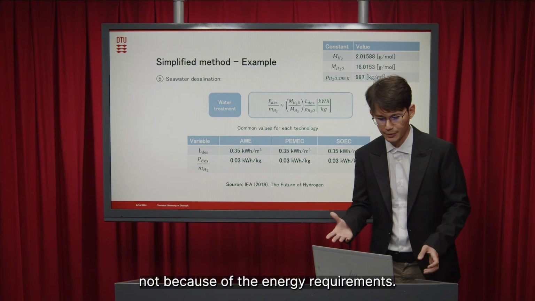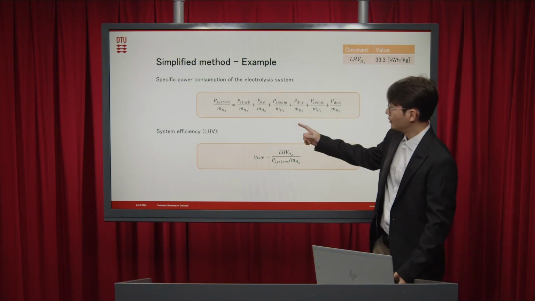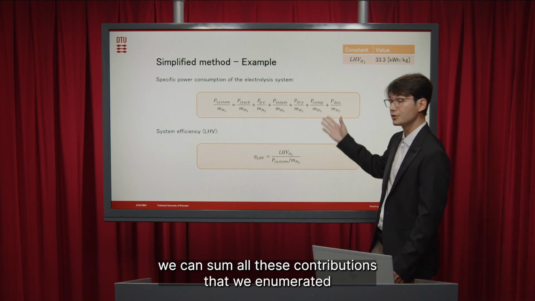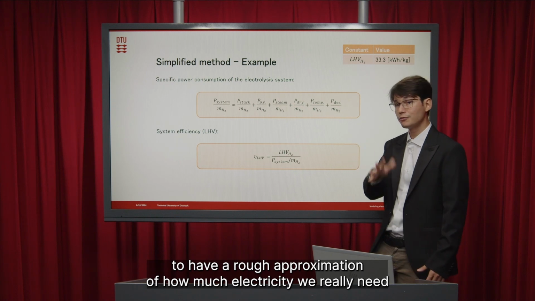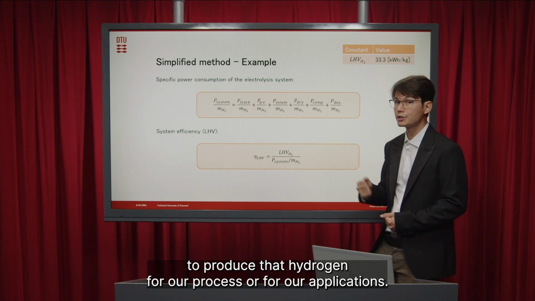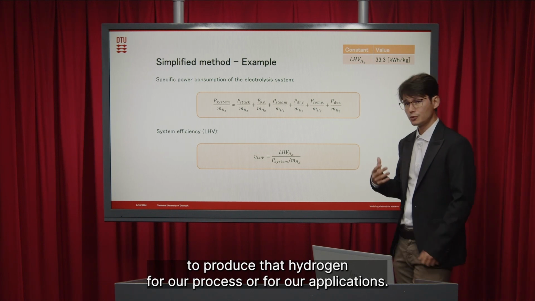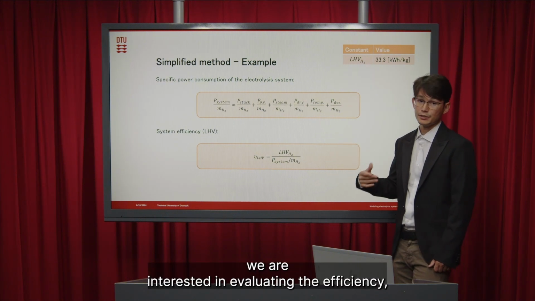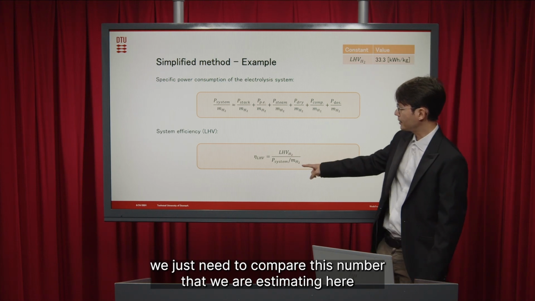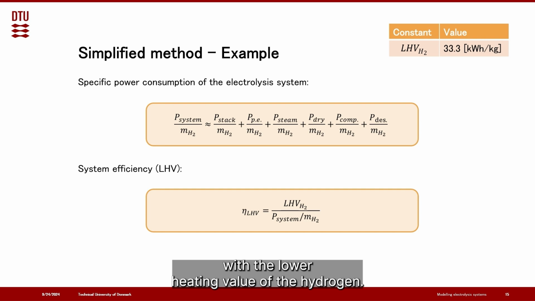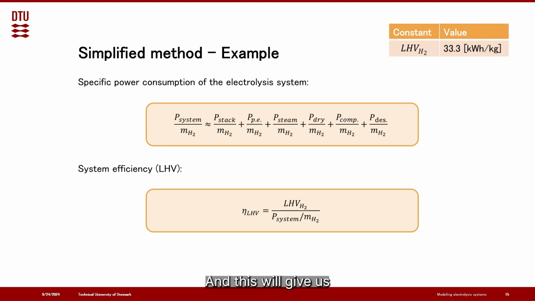but this is because of the cost or the availability of the water, not because of the energy requirements. Right. In order to estimate our system consumption, we can sum all these contributions that we enumerated to have a rough approximation of how much electricity we really need to produce that hydrogen for a process or for applications. And if we are interested in evaluating the efficiency, we just need to compare this number that we are estimating here with the lower heating value of the hydrogen. And this will give us the efficiency at the lower heating value.